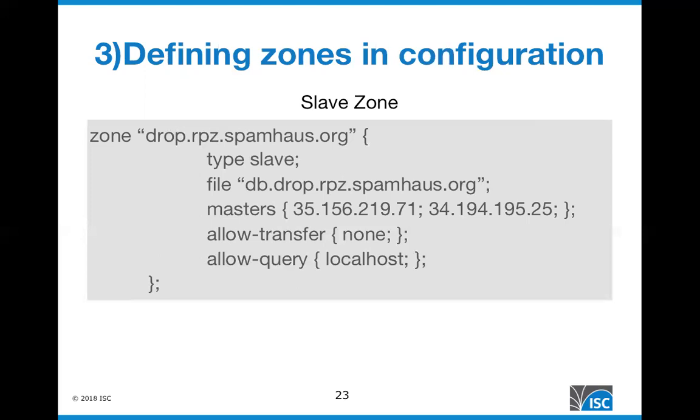But the only difference here is, of course, the zone that you're pulling and the type. So this is a slave zone, and you're pulling from these two master IPs, the 35 dot and the 34 dot. And when you sync up with those, you pull the data down, and it populates a file into your RPZ setup.